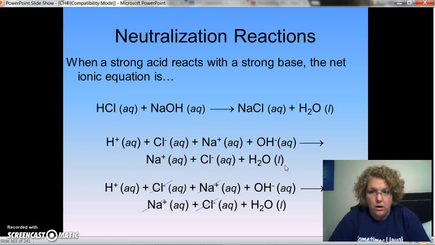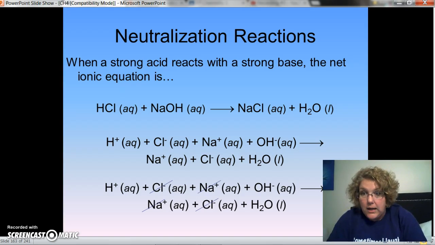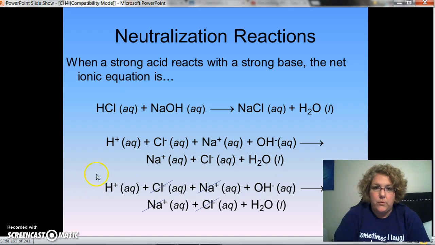Covalent compounds like water and carbon dioxide and ammonia, you don't bust those up into ions because, well, they're not ionic. They're covalent. So they don't split apart into two separate ions. So we leave it written as liquid water. That's for the complete ionic equation.